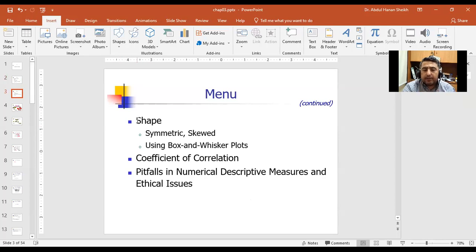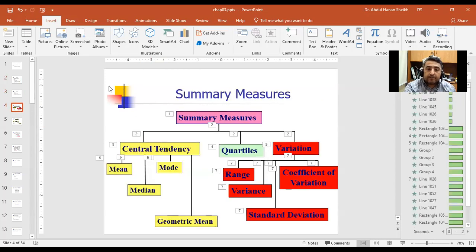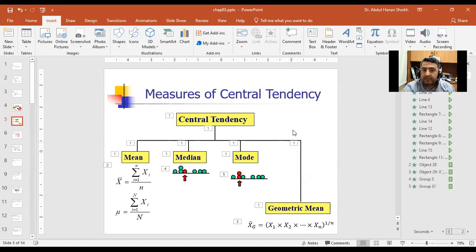Another topic, shape, gives an idea about the data. So it's also a type of measure which gives us different information about the data. Okay, so this is today's lecture: central tendency, the yellow one, this one.